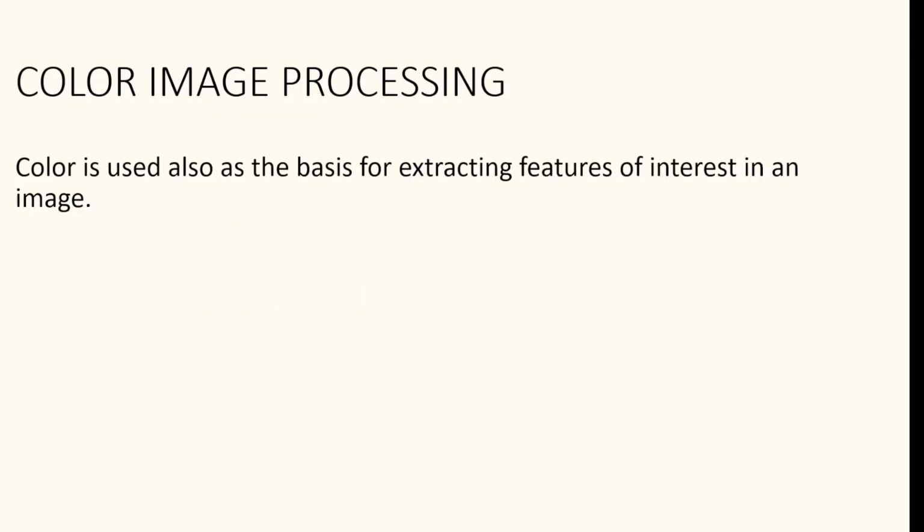Color image processing is very important and is motivated by two principal factors. We know that we can easily identify objects in a color image. The human eye can identify different color shades also. Color image processing is an area that is gaining importance because of the increase in use of digital images over the internet. Color is also used as the basis for extracting information from an image.